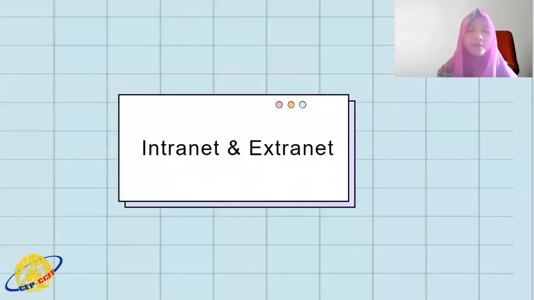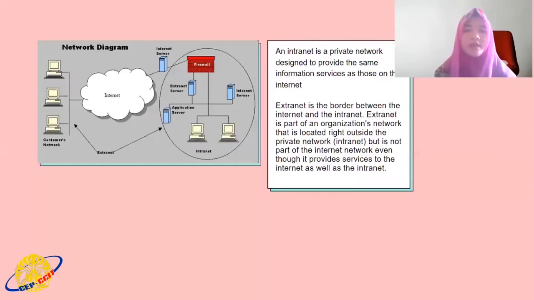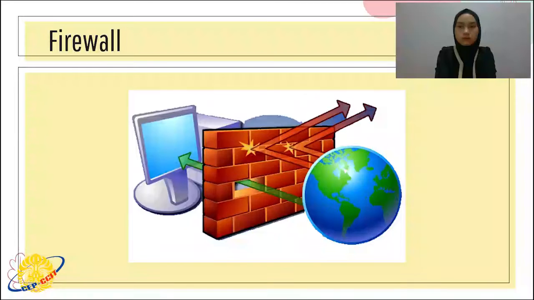Then I will talk to you about intranet and extranet components. An intranet is a private network designed to provide the same information services as those on the internet. Extranet is the border between the intranet and the internet. Extranet is a part of an organization's network that is located right outside the private network or intranet, but is not part of the internet, even though it provides services to the internet as well as the intranet.